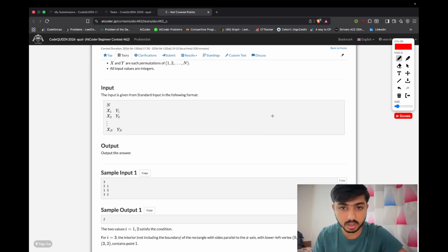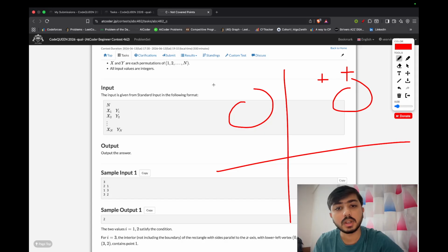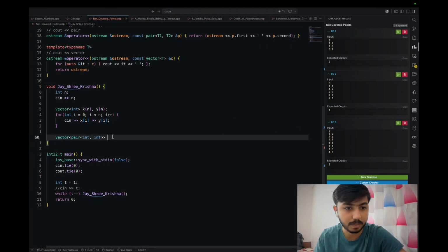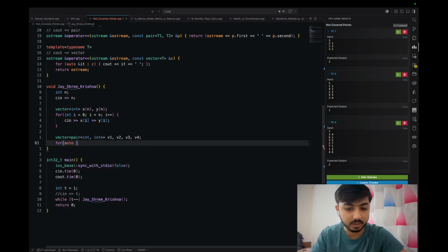That means it's the first quadrant. X negative, Y positive. Then both negative, and this positive and this negative. Okay. V1, V2, V3, and V4.